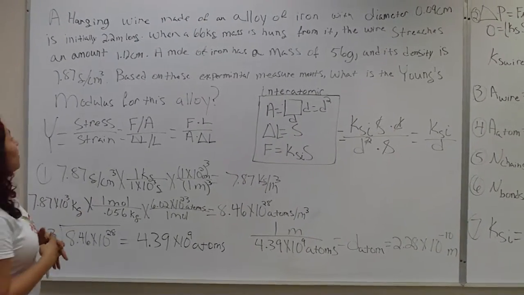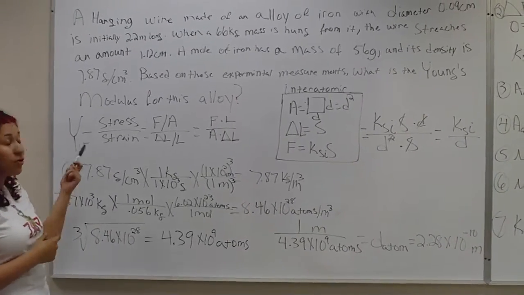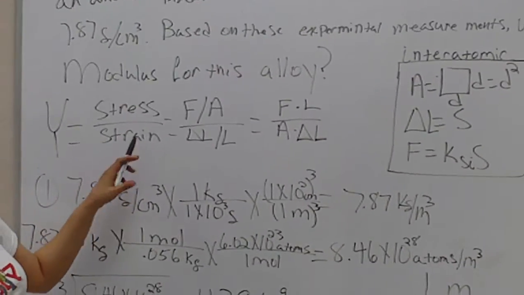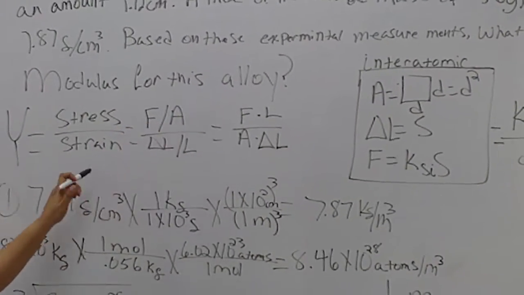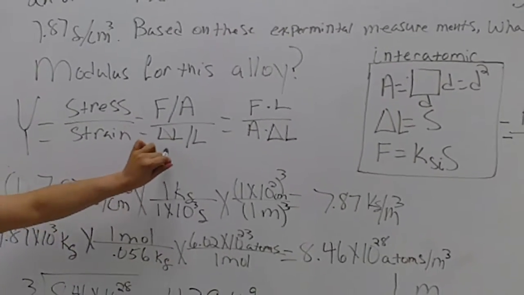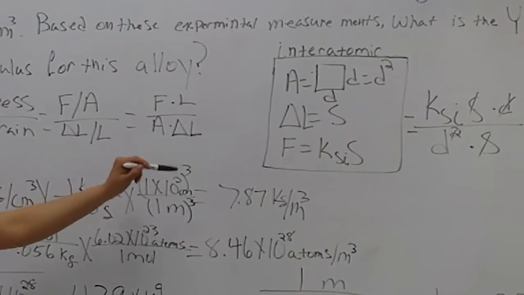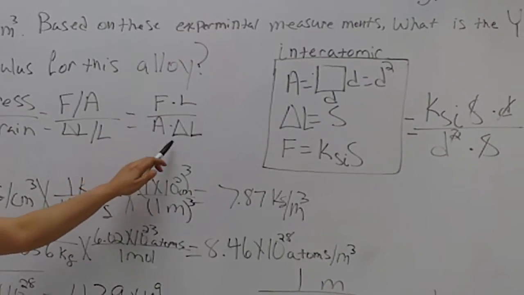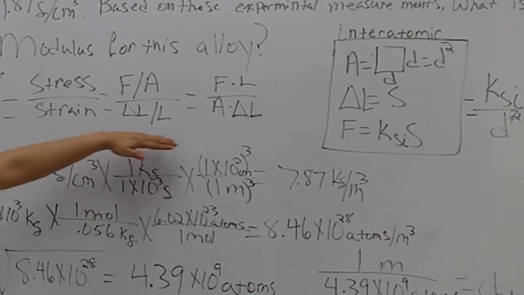Well, to be able to solve this problem, you have to know what Young's modulus is to begin with. Young's modulus is your stress over your strain. Your stress equals your force divided by the area, and your strain is your delta L divided by L, your change in L divided by your total length. It can be rewritten as force times length divided by area times delta L. This is your regular Young's modulus.